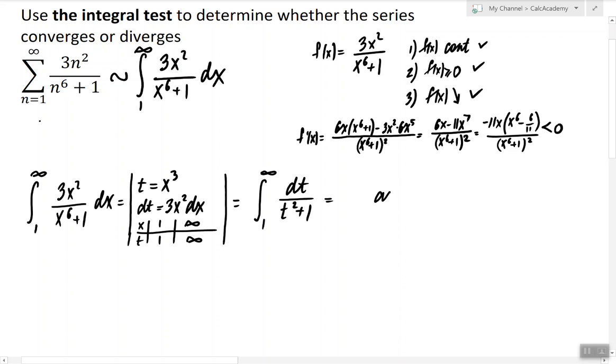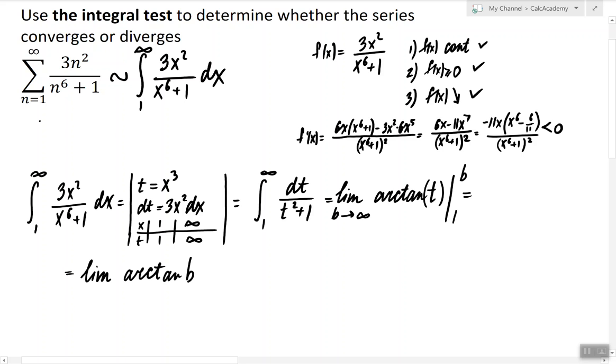The antiderivative of this is arctan of t. The limits of integration are from 1 to infinity, but I can't use infinity, so I'm just going to use b, and we're going to send b to infinity. So this improper integral is equal to the limit of arctan b minus arctan 1 as b goes to infinity. Arctangent of infinity is pi over 2. Arctangent of 1 is pi over 4. So this overall limit is equal to pi over 4.